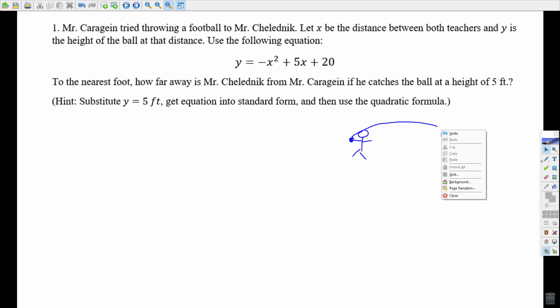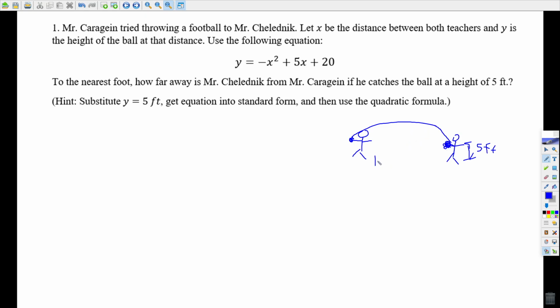We want him to say that the ball is going to go across, then he's going to catch it at some point. Or maybe it's like a little lower. Maybe I shouldn't do it that way. Let's go down here. And he catches it down here somewhere. All right, to the nearest foot, how far away is Mr. Shalednik from Mr. Karagine if he catches the ball at a height of 5 feet? So we know the height here is 5 feet when he catches the ball right there.